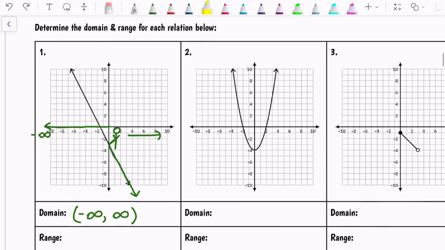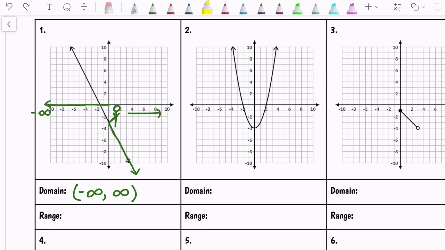For range, we ask ourselves the question, how far down to how far up? And so if I'm the stick figure traveling along this line and I'm thinking about down, well, the arrow not only points to the right, but it also is pointing down. And so it goes down forever, which we call negative infinity. It is going up forever, which is positive infinity. And this is true for all linear functions except for those that have zero or undefined slope. Their domain and range varies.